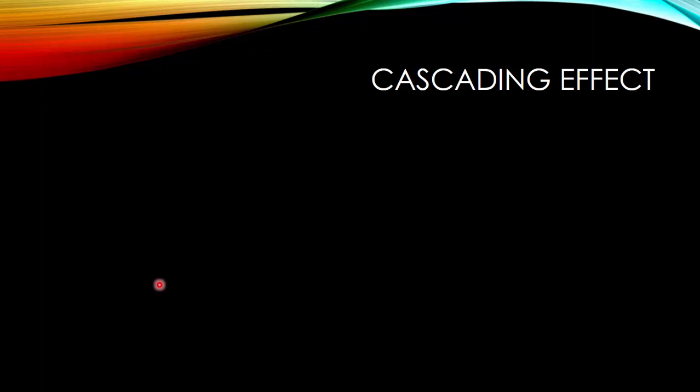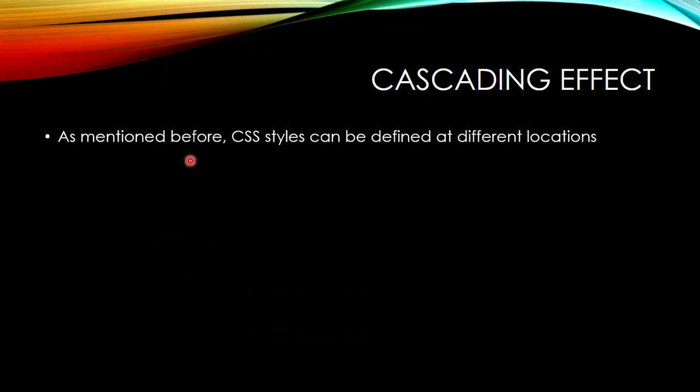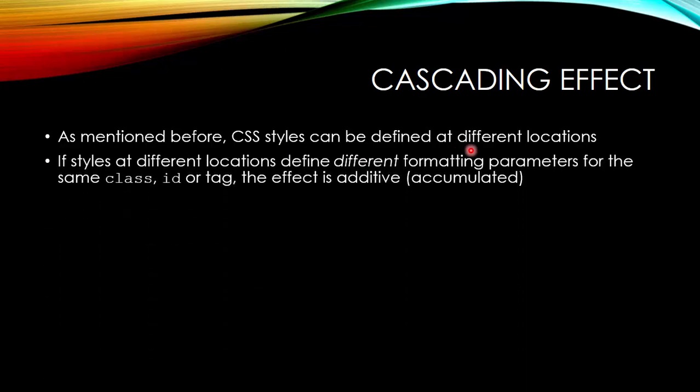Maybe you are wondering why we use the name cascading style sheet. The reason is that the styling will be cascaded, or will have an additive effect, if we put the style in different places. So as mentioned before, CSS can be defined at different locations. If different locations define different formatting parameters for the same class, ID or tag, the effect is additive. That is accumulated, and from there the word cascading comes.